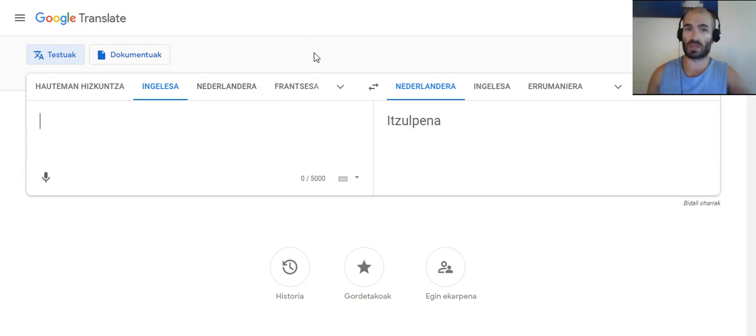So the easiest and fastest way to start speaking is to type there in your language. I'll use English here for simplicity and for you to understand. And because Basque into Dutch is probably not all that accurate compared to English into Dutch. But yeah, for the most part, Google Translate is quite trustworthy. So what we're going to do is quite simple.